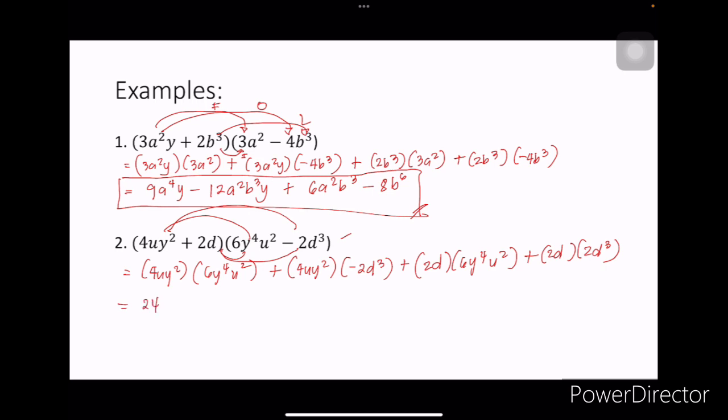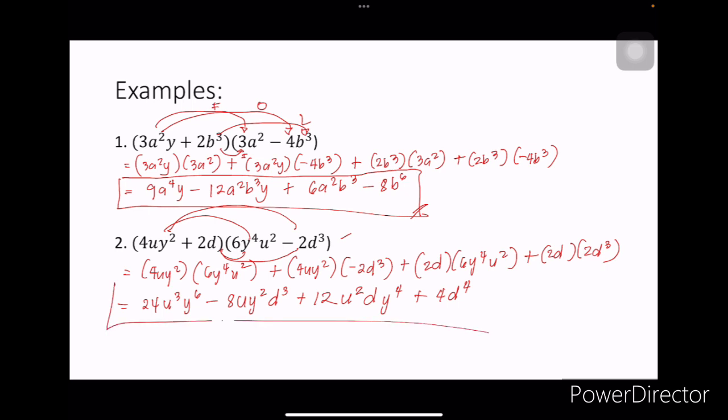So you have 24 u cubed y raised to 6 minus 8 u, then you could write y squared d cubed, and then plus 12 u squared d y to the fourth, then plus 4d to the fourth. So I think that's the final answer.